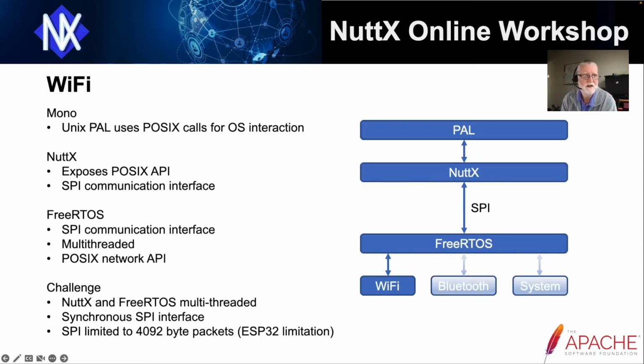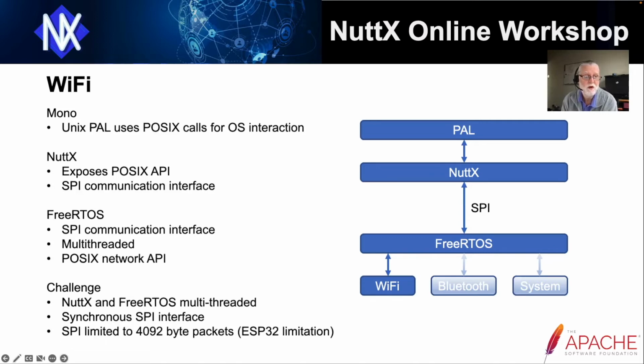So let's have a look at networking and Wi-Fi. So as we discussed earlier, Mono is using the Unix platform abstraction layer, and that ends up in a series of POSIX calls for operating system interaction. So in our case, these POSIX calls end up in the NuttX operating system. And remember that the NuttX in this case at this level is running as a protected mode kernel build.